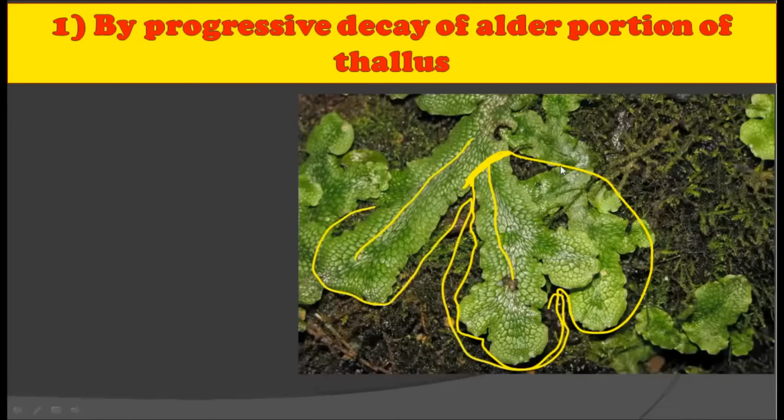This whole separated part gets converted into a new plant. So, due to the decay or dichotomy in the thallus, the new part, which breaks away from the main thallus, grows up into a new plant. And this is how the older portion of the thallus helps in increasing the number of bryophytes. So, in the very first method, there is a progressive decay of the older portion of the thallus, and when it reaches the dichotomy, it is separated from its parent plant and grows into a new plant. All right. So this is the first method from which the bryophytes grow vegetatively.